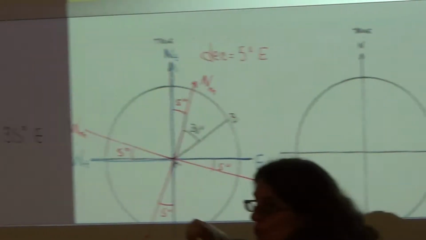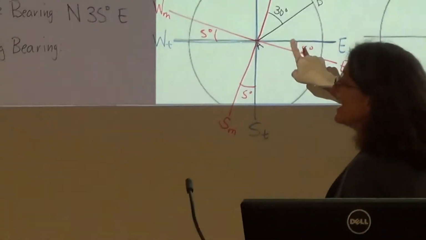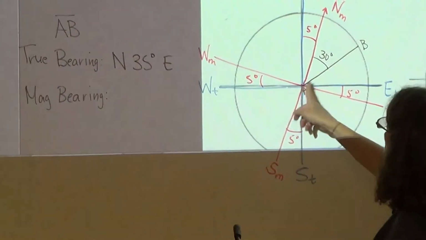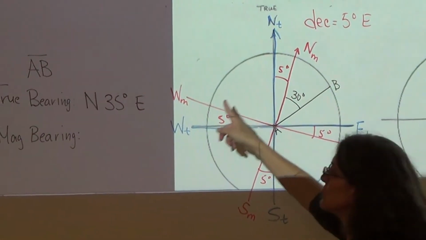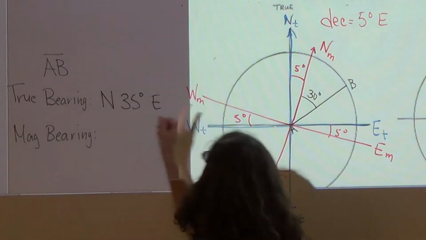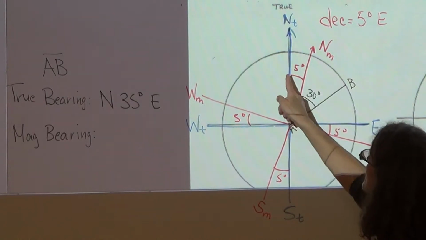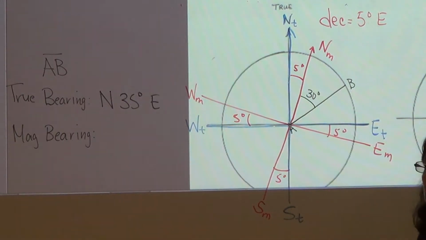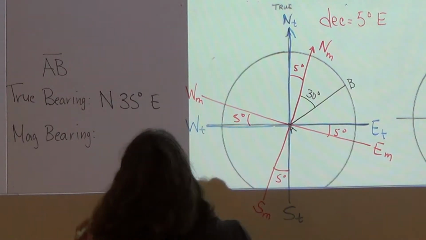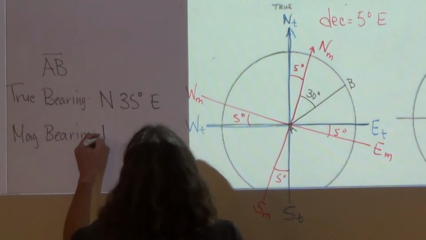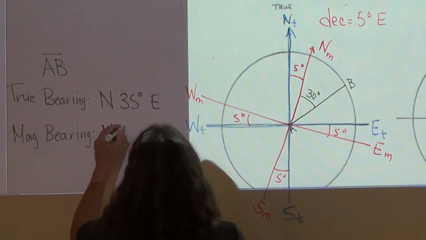Okay, so what I hear you saying is that you're looking at the angle between AB and true north because you were finding the true bearing. And the angle between AB, the property line, and true north is 35 degrees. Okay, Matt, how about the magnetic bearing? North 30 degrees east.